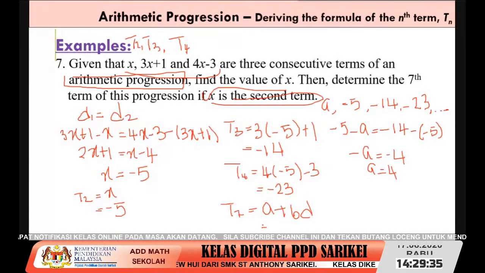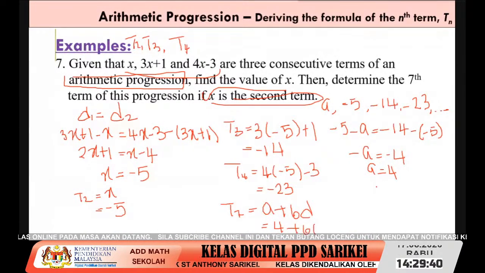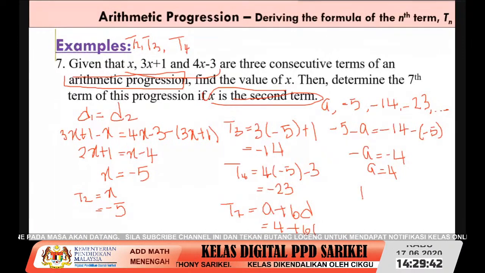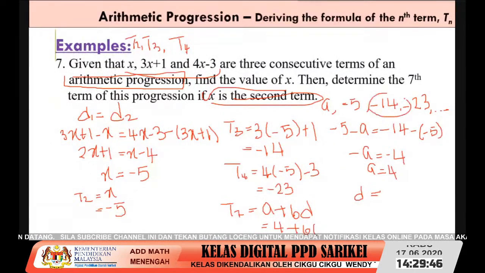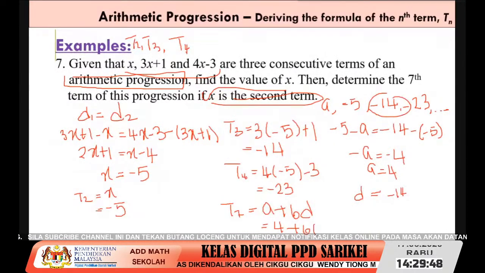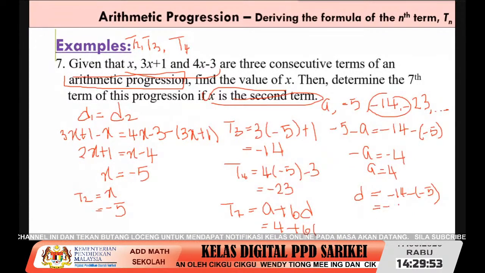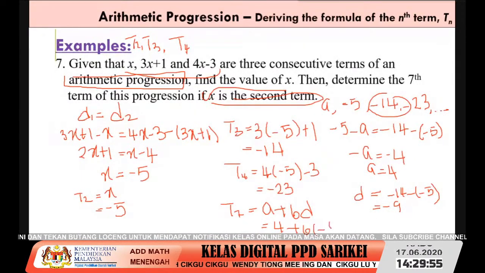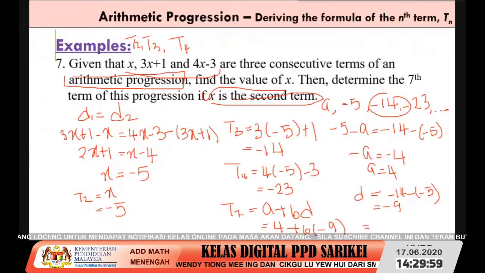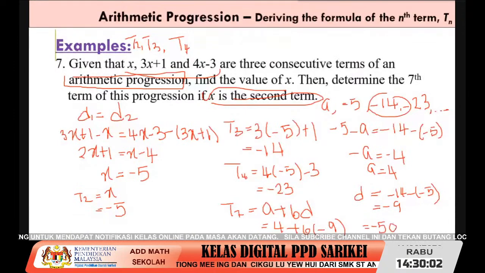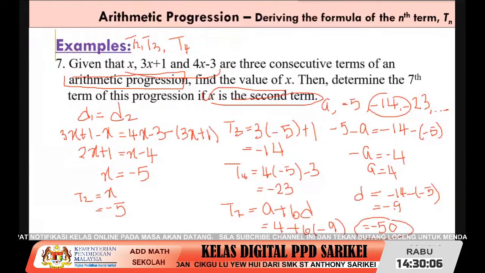So I substitute here 4 plus 6D. So what is my common difference? I have to find out again my common difference. Let's say I choose negative 14. Negative 14 minus negative 5 equal to negative 9. So I substitute 4 plus 6 times negative 9. So the answer is negative 50. So the final answer is negative 50.